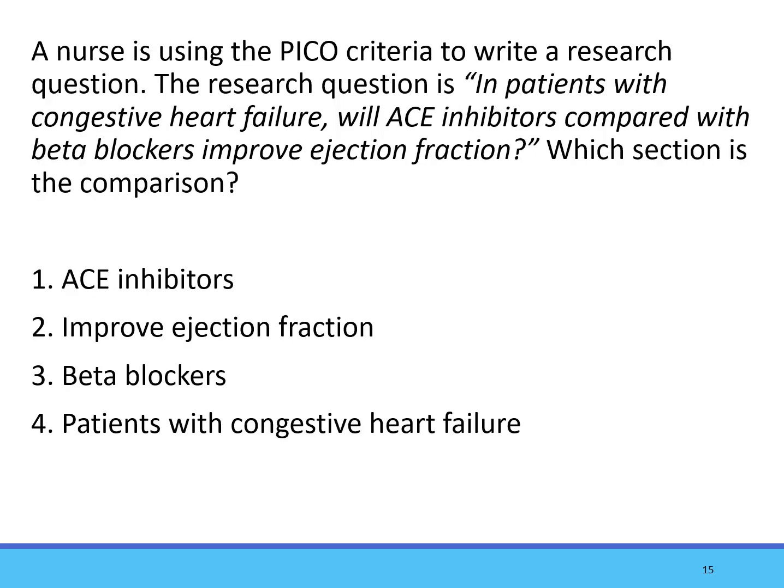A nurse is using the PICO criteria to write a research question. The research question is, in patients with congestive heart failure, will ACE inhibitors compared with beta blockers improve ejection fraction? Which section is the comparison? Now if we look at this, ACE inhibitors comprise the intervention. Improving ejection fraction is the outcome. And patients with congestive heart failure are the patient and the problem. So really, by process of elimination, number 3, beta blockers, is going to be the correct answer. In this question, the beta blockers are the comparison with ACE inhibitors.